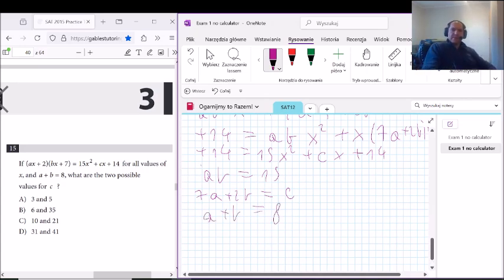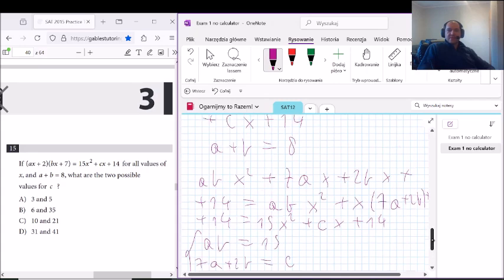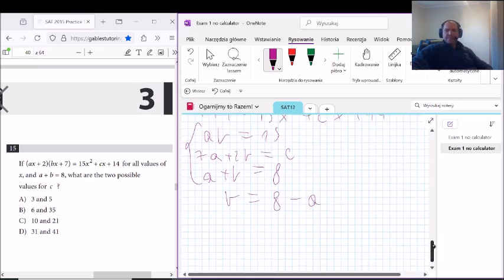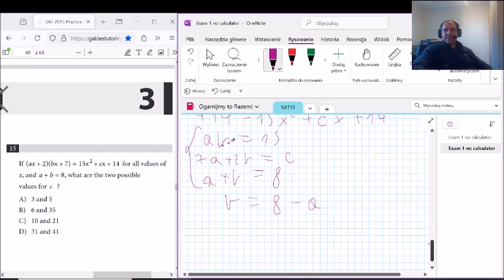Okay, so we have a system of equations here. How can we solve this? Well, for example, we can use the last formula, a plus b equals 8, to write b equals 8 minus a. And now we can substitute this into the first equation, and we get a times 8 minus a equals 15. Okay, so we can multiply this a by this bracket. We get 8a minus a squared equals 15.